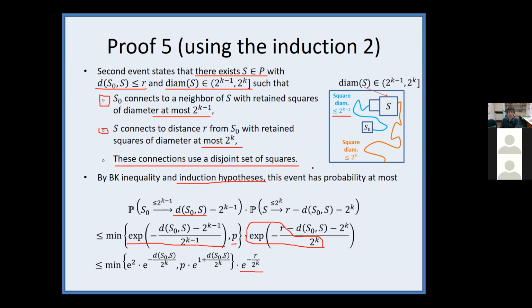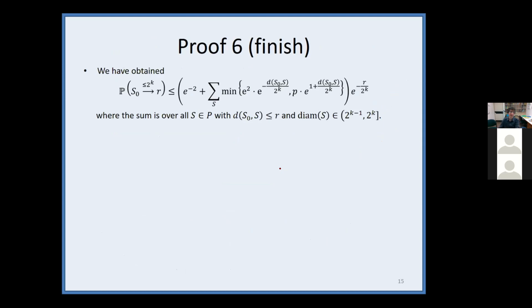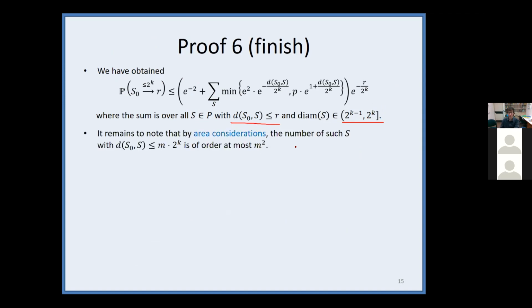So the only thing which remains is I have to go over all possibilities for S. I just did the calculation for a fixed S. So now I will go over all possibilities. And this is the next slide. So we obtained the following bound, and I have the sum over all S, which have distance at most R in diameter between 2 to the k minus 1 and 2 to the k, like so. And for the last part, I use area considerations.